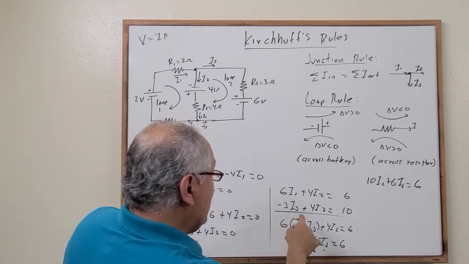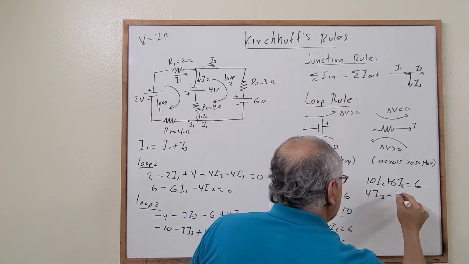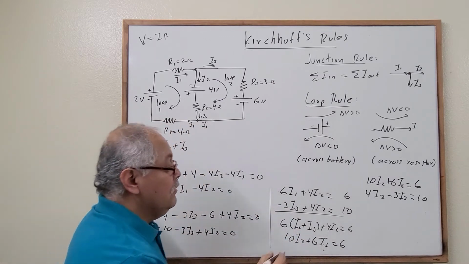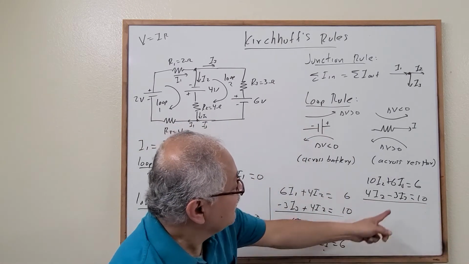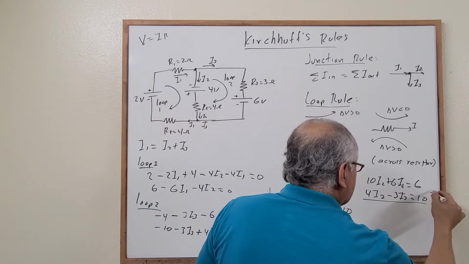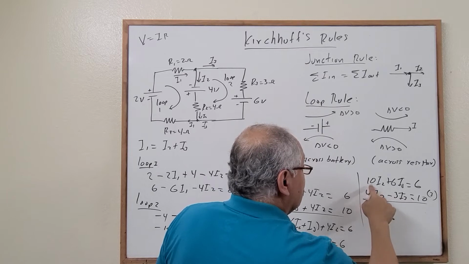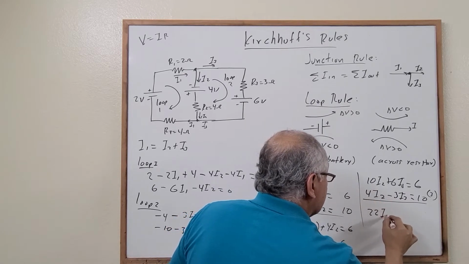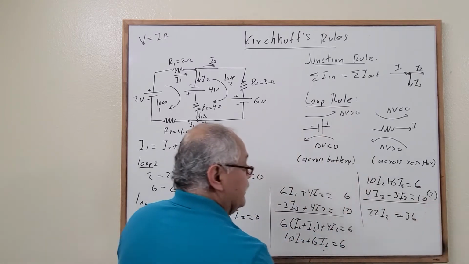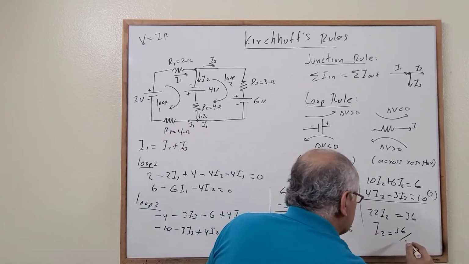Is that correct? And we also have this one: 4 current 2 minus 3 current 3 is equal to 10, correct? This one. Now, let's cancel current 3, right? To do that, we multiply this by 3. What do we have? 12 plus 10 is going to be 22 current 2. This is cancelled, and then we have 6 times 6 equals 36. From here, current 2 is equal to 36 divided by 22.